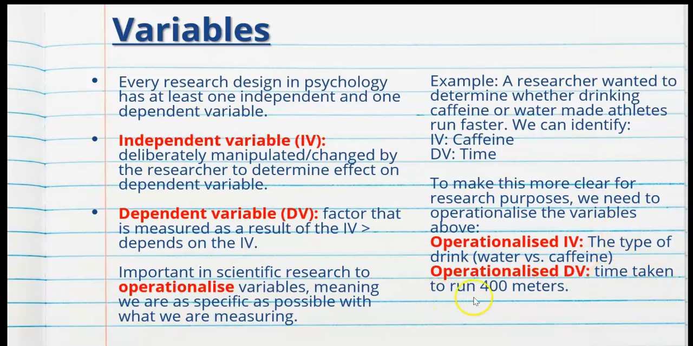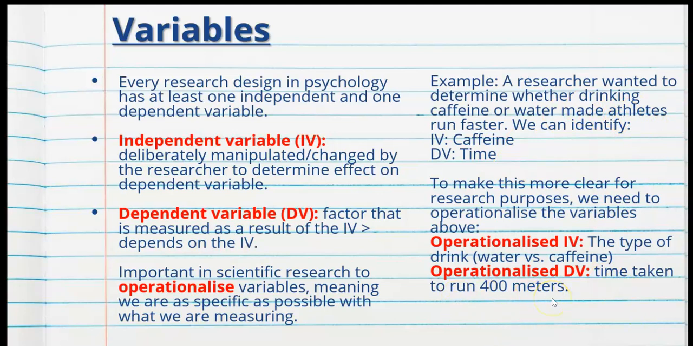So the time taken to run 400 meters, because if we just go back up here, we know caffeine and time are just the basics, IV and DV. That's correct. But in terms of making that testable, it's a bit too vague as it is. So that's why we operationalize it, all right, to make it more clear for research purposes, okay? So the type of drink, water versus caffeine. So control group may have water, experimental group would have caffeine. And then we need to set the time in terms of how far they run, all right, and what would be appropriate.